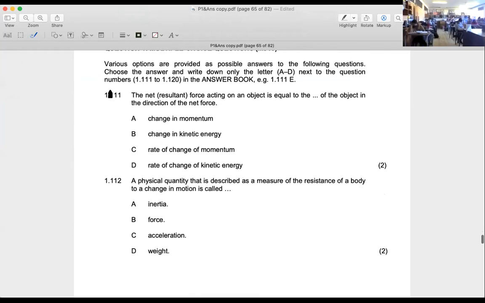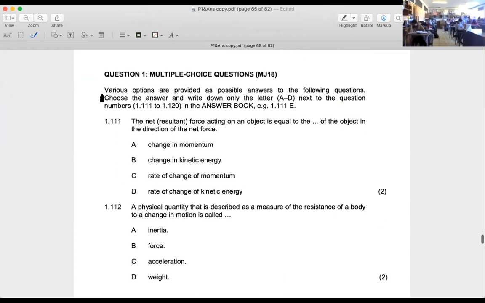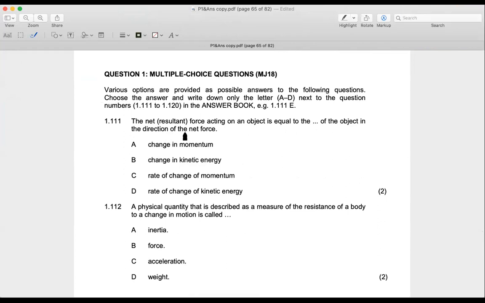Okay, that's got momentum in it. I don't know if we did this one. The net or resultant force acting on an object is equal to the something of the object in the direction of the force. Oh yeah, I remember this one caught me last time.